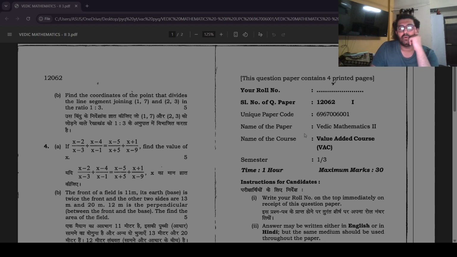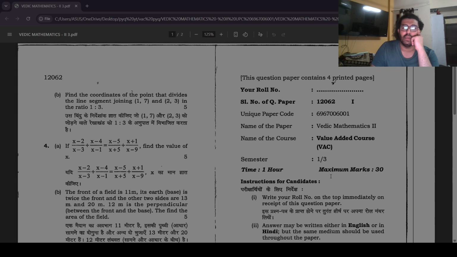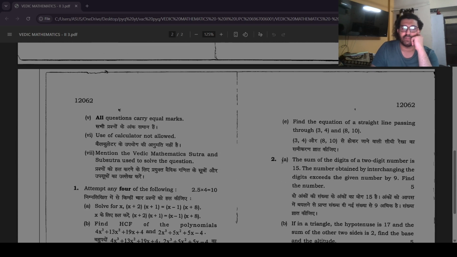Welcome. So here's the unique paper code. Name of the paper is Vedic Maths 2. It's a VAC course. It's for semester 1 to 4. The maximum duration is 1 hour and maximum marks are 30. Guys, remember to read all the instructions before attempting the question paper.